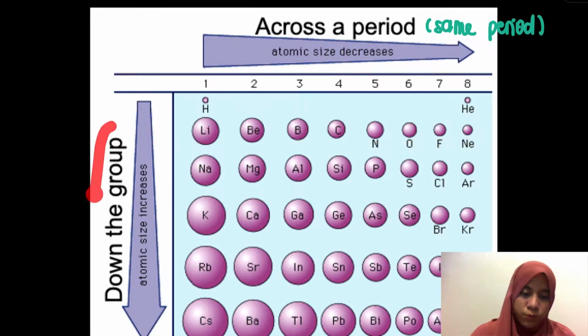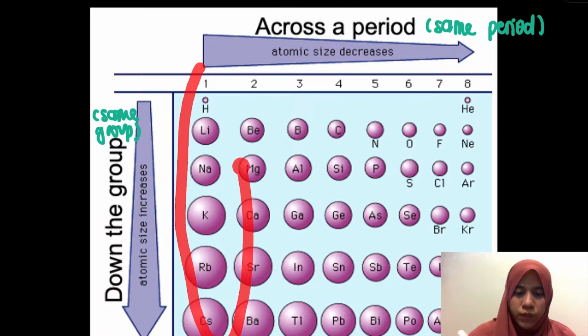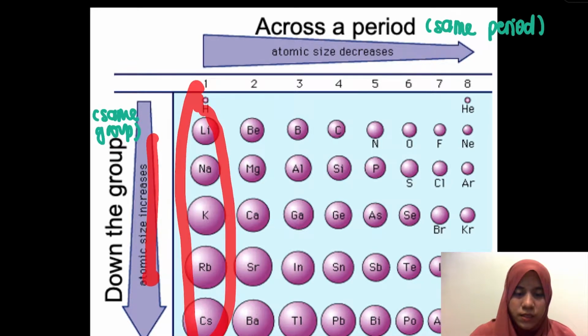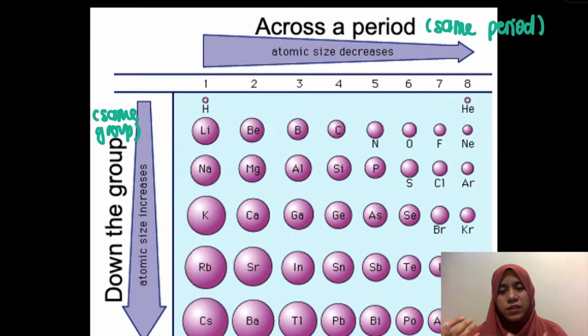Whereas down the group, again, we're talking about the same group. In this case, I'm going to look at group 1. So here is our group 1. Down group 1, as we can see, the atomic size increases. Why? This is what we're going to learn.